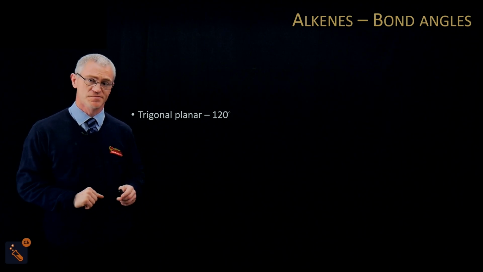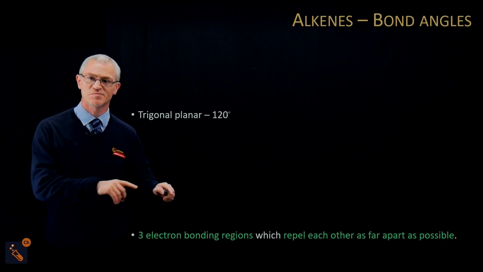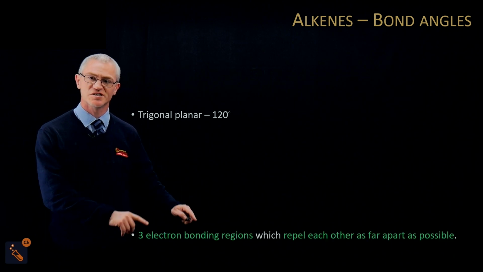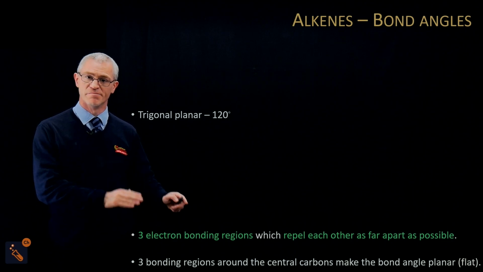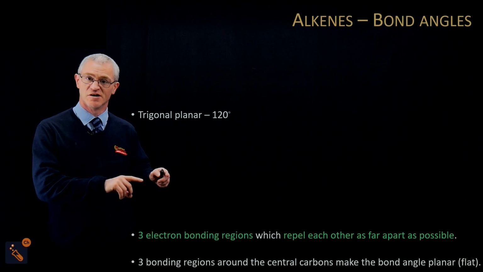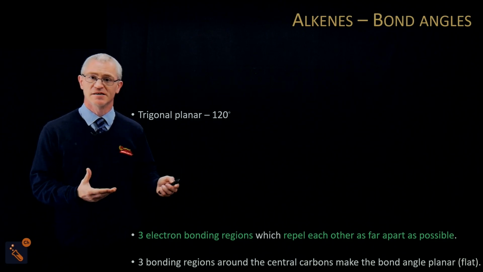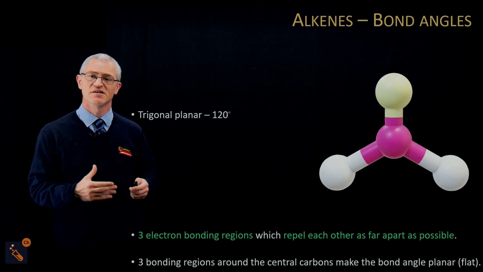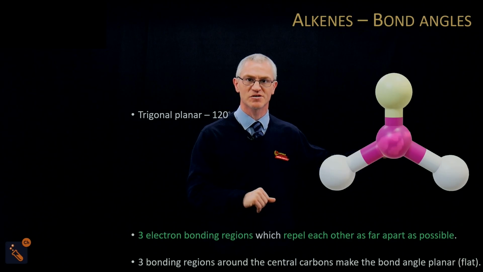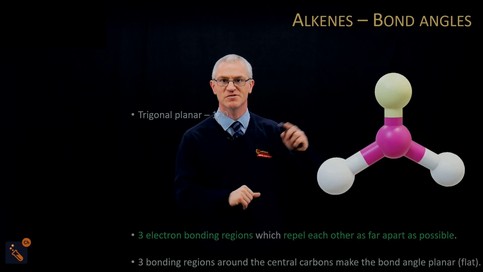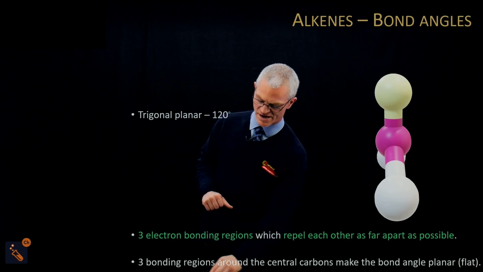So trigonal planar, 120. That's the thing you have to remember. But why is this? This is because of 3 electron bonding regions, which repel each other as far as possible, and those regions make the bond angle around the carbons planar, which means flat. So if I look at planar, flat, I just like to do it like this. Here's a typical example of a trigonal planar with the 3 bonding regions around the outside. And you can see, if we just do the animation here, they're totally flat.